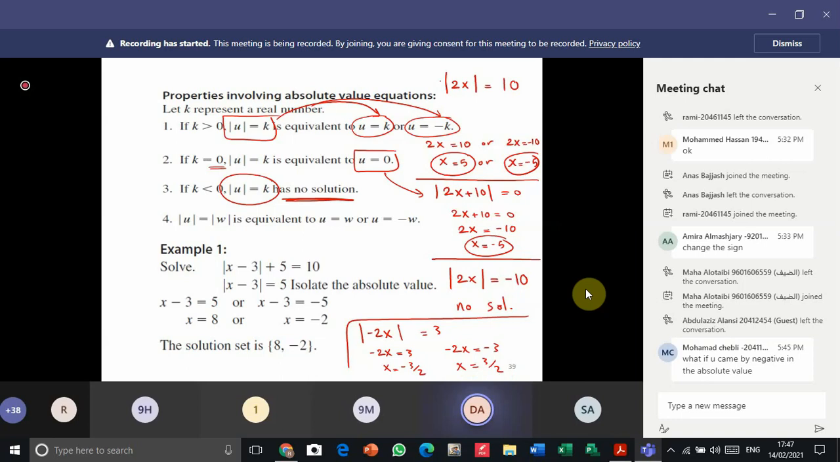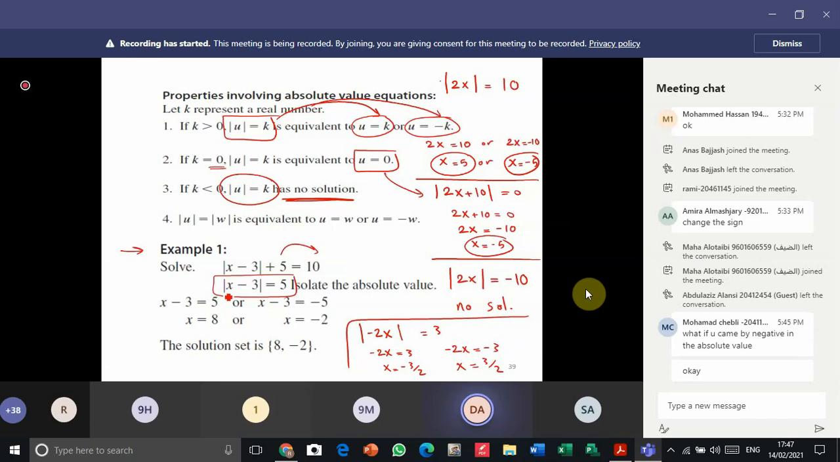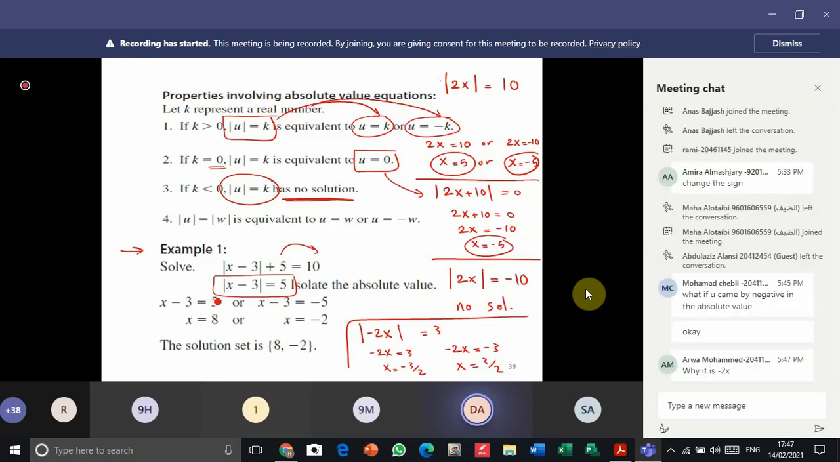Example for absolute value, put a 5 here. So we have 10 minus 5, 5. Now we have 3 minus x minus 3 equal 5. X minus 3 equal negative 5. Why negative? This is another example. This is another example.